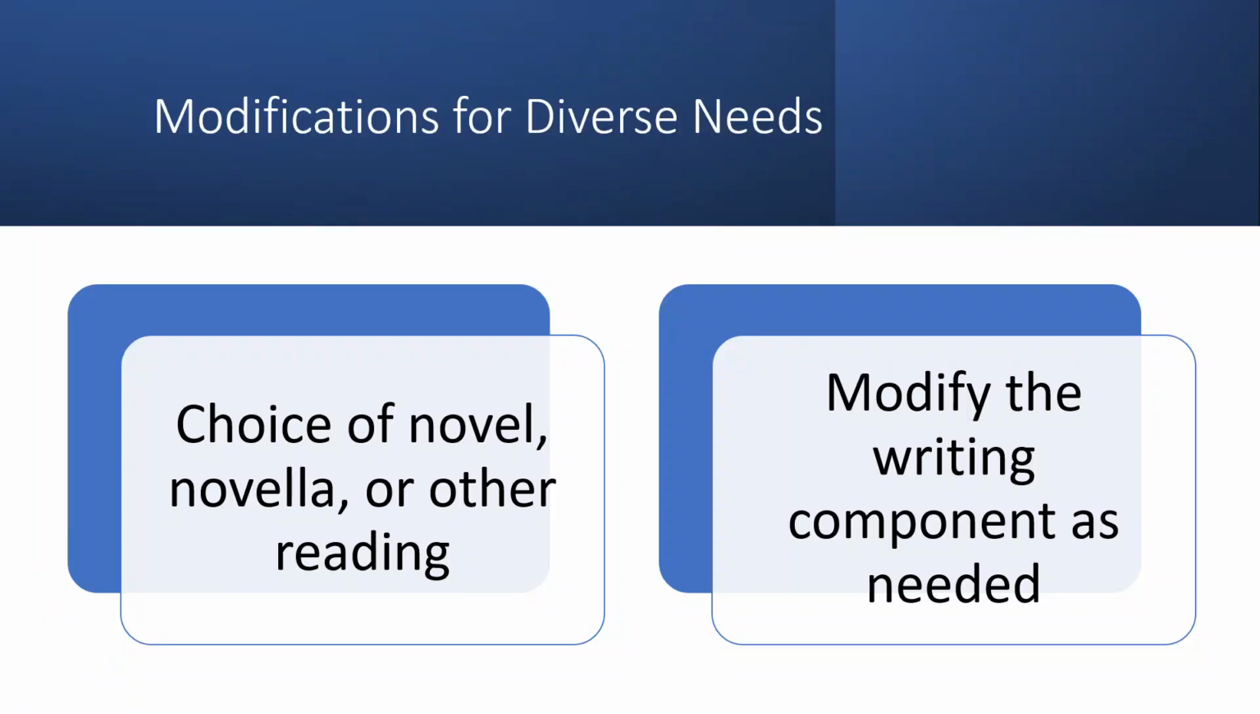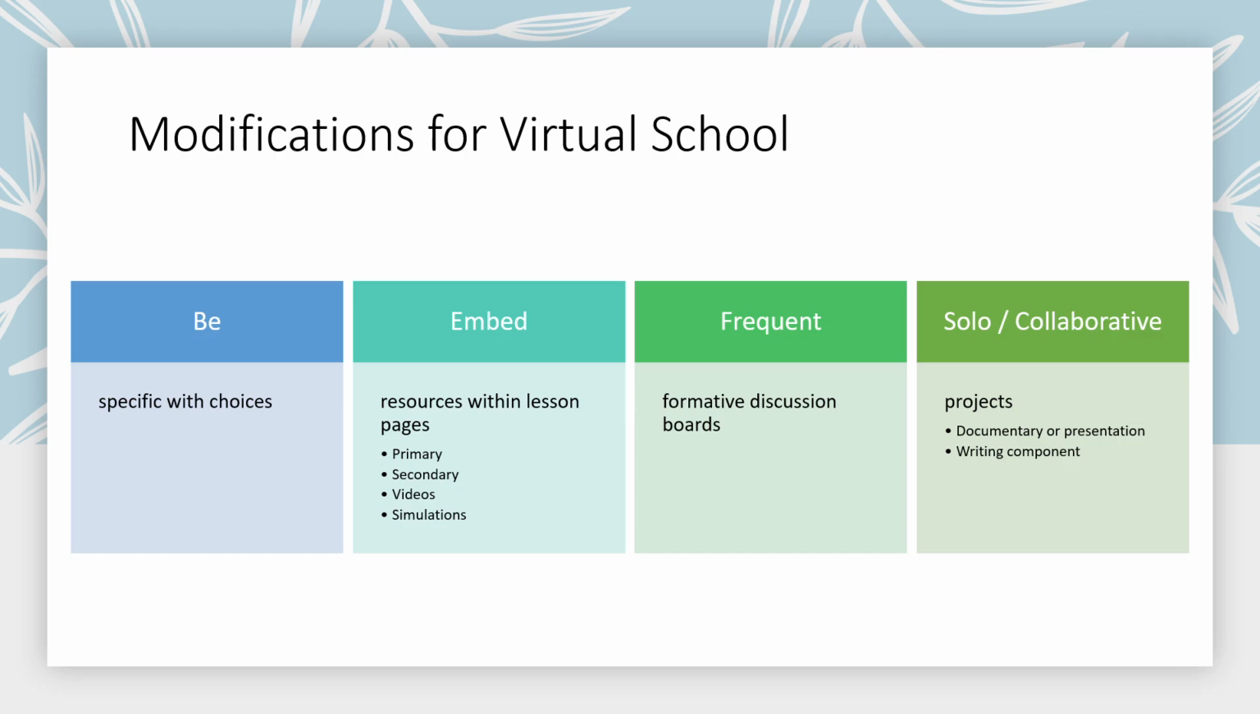Now, what modifications? Well, you could definitely shape your choice of novels. You could either do one novel as a class, or you could have different groups doing different novels. You could also modify the writing component, like I said, to take it from basically a concept map up to an AP level writing assignment for a DBQ or an LEQ, most certainly.